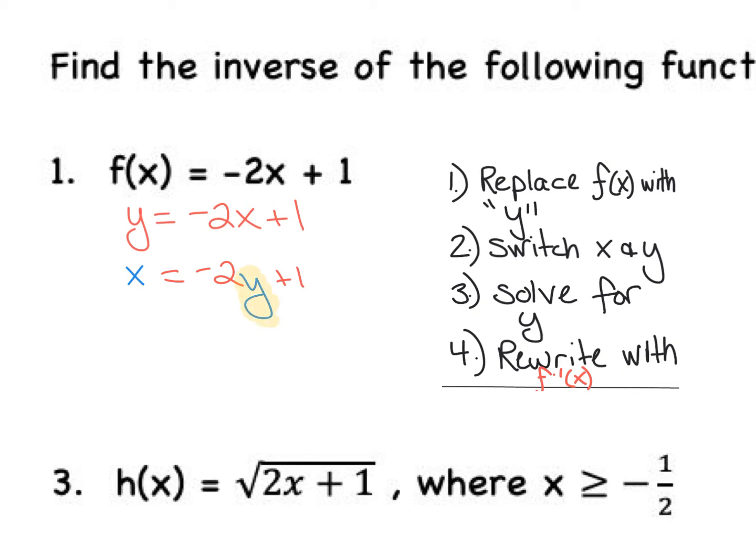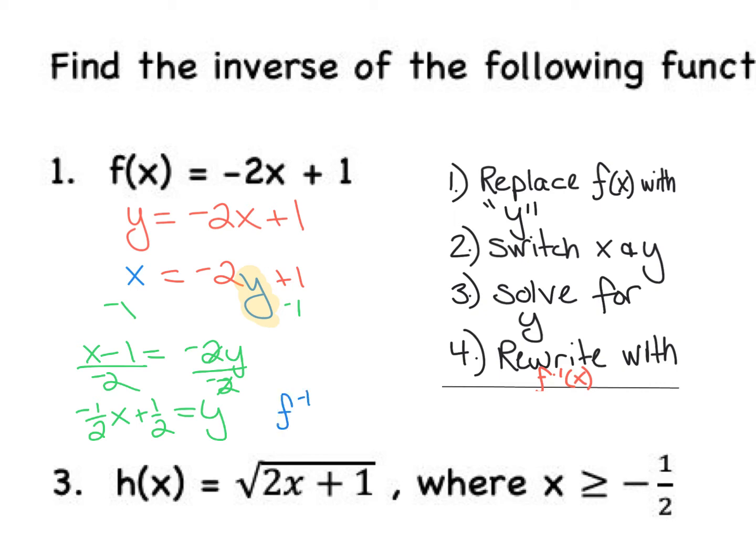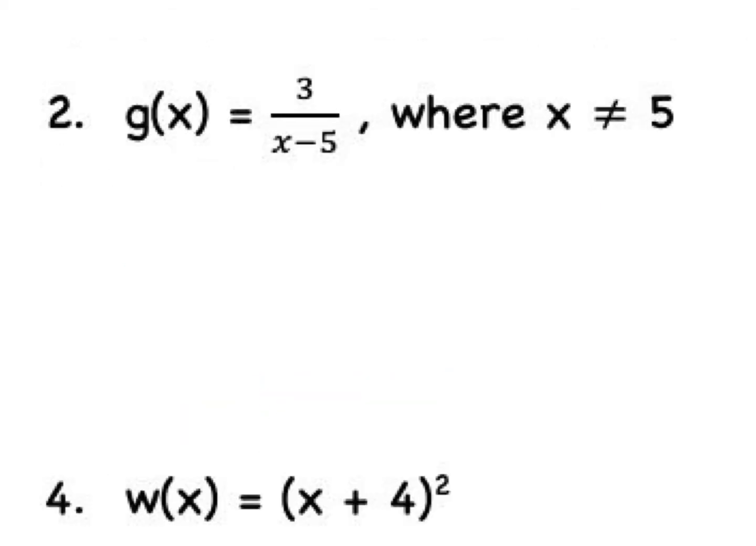I'm just isolating it. So I'm going to subtract 1 from each side, which gives me x minus 1 is equal to -2y. And then I'm going to divide both sides by -2. And when I do that, I actually like to treat this like slope-intercept form. So I make it -1/2 x plus 1/2. And then lastly, since it's solved for y, I just rewrite it in f inverse of x notation. So I get another linear function. And I know it's going to be reflected across the line y equals x. All right, let's find g inverse of x.